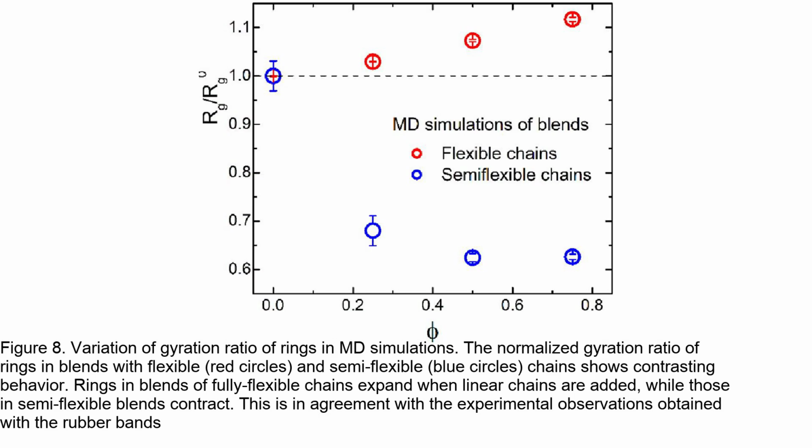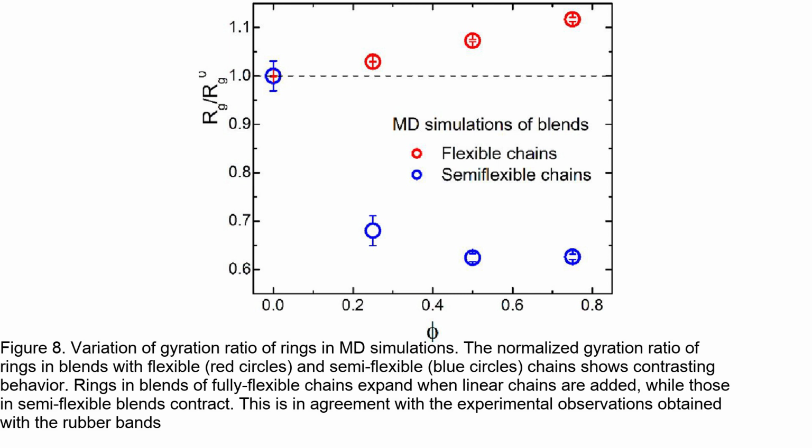Figure 8 in the scientific paper shows the gyration ratio of rings in MD simulations of ring linear polymer blends. The gyration ratio measures the size of the rings, with a value less than 1 indicating a decrease in size. The figure compares the gyration ratio of rings in blends with flexible chains, red circles, and semi-flexible chains, blue circles. The results show contrasting behavior between the two types of blends.